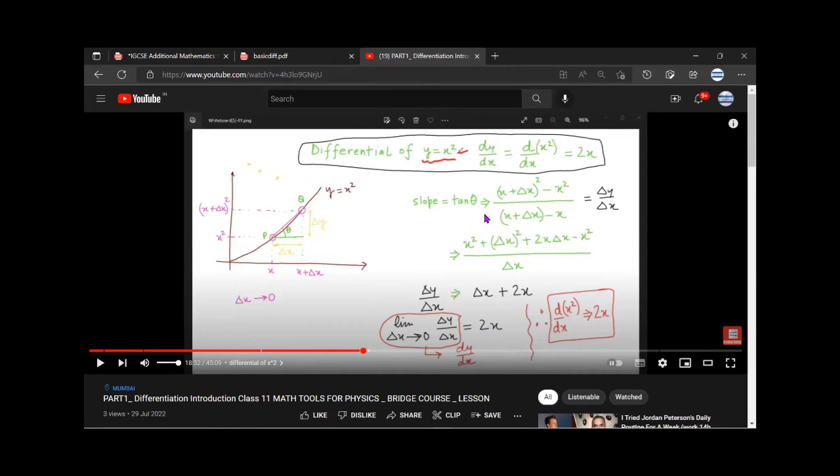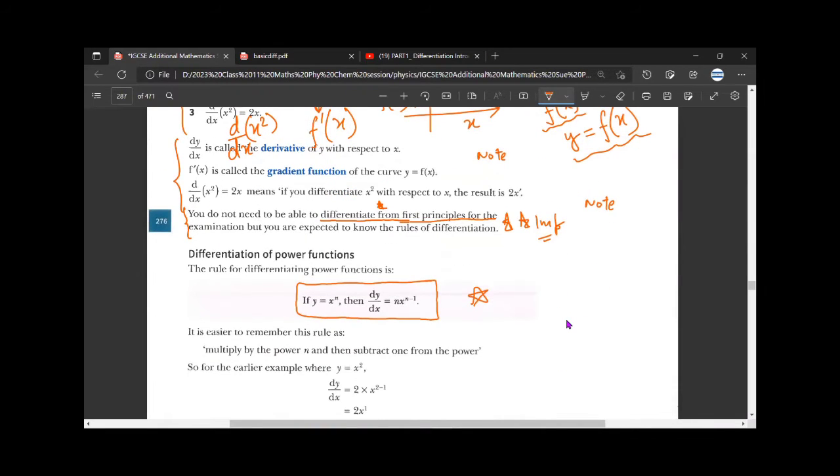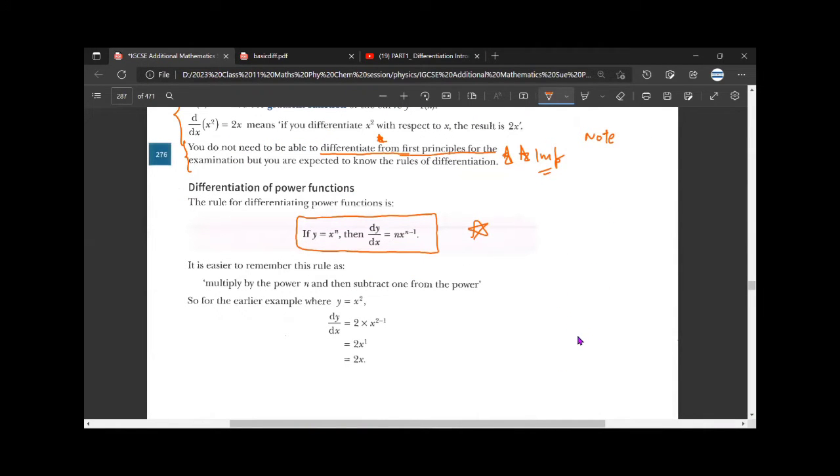This is all the hassle that I have done. You don't need to do all this hassle, for a simple reason: now I am giving you this formula, that whenever you see a function y is equal to x raised to power 5, you don't have to use the first principle.